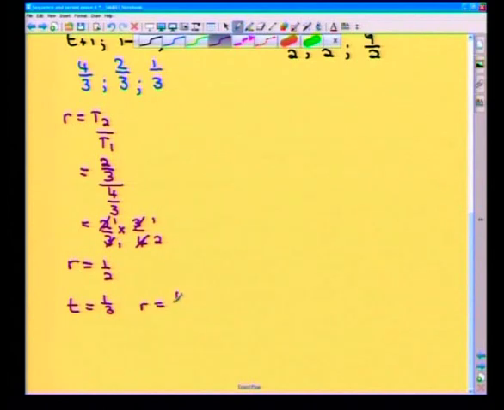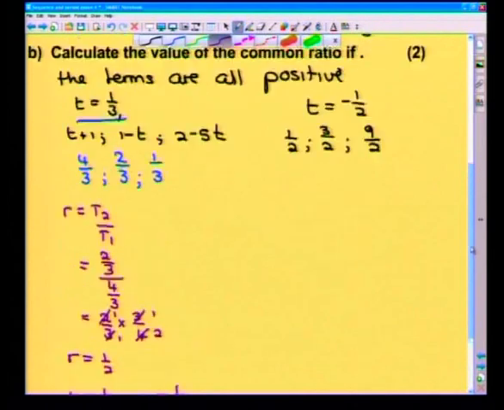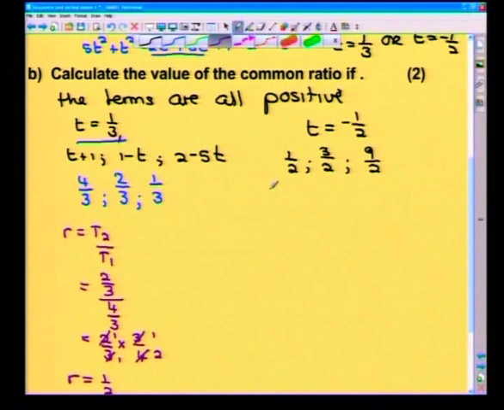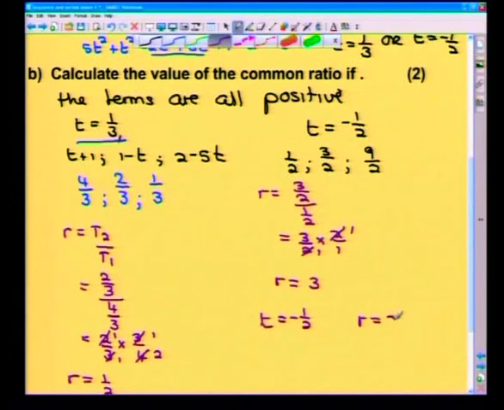R is equal to a half. But this other one is also possible. So what I'm going to do here is say R is equal to 3 over 2 divided by a half, which is going to be 3 over 2 times 2 over 1, inverting and multiplying. That goes once, that goes once. It's going to give me 3. And so if t equals negative a half, then R is equal to 3.